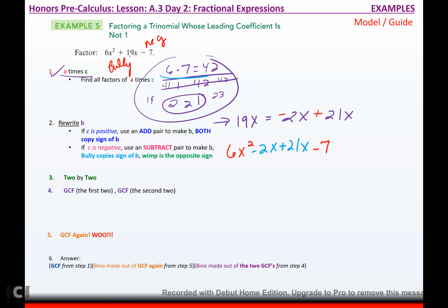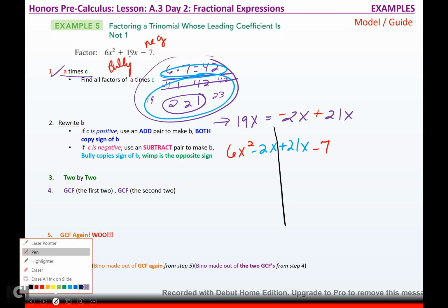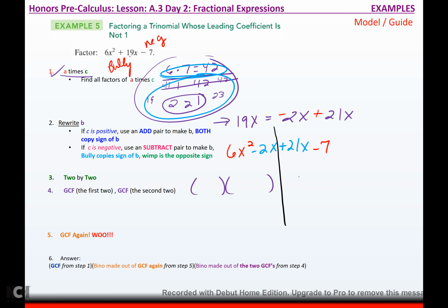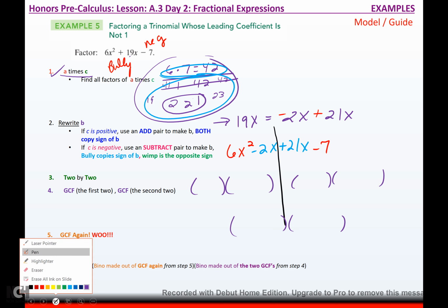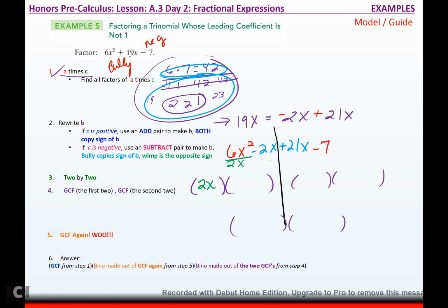Okay, so I did A times C. I found all the factors. I rewrote B. Now I'm at 2 by 2. Watch me now. GCF, GCF, GCF again. Now, to get the GCF on the left, we look and see what they have in common. They both have a 2, and they both have one copy of x. So that's my GCF. To get what's left, I'm going to divide by 2x. That's going to give me 3x minus 1.